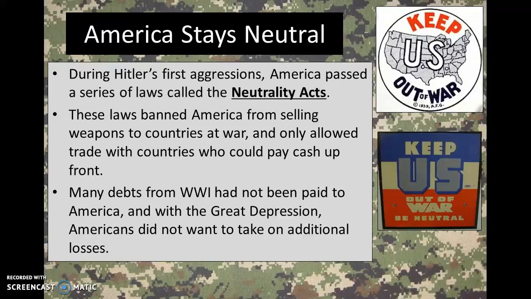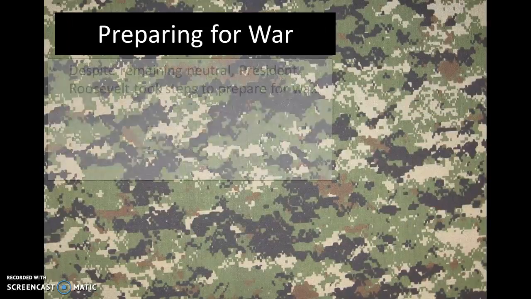And because America was still going through the Great Depression, Americans did not want to take on any additional lost money. So they said, we're going to stay out of Europe's business. We will only trade with countries who can give us the money right then and there. We don't want to take on any more debt. And we also are not going to get involved in any kind of weapons trading with these countries that are fighting, because we don't want to make enemies with the other side. America wanted to stay entirely out because of what happened in World War I, because of the Great Depression. In the beginning, it was Europe's problem only.